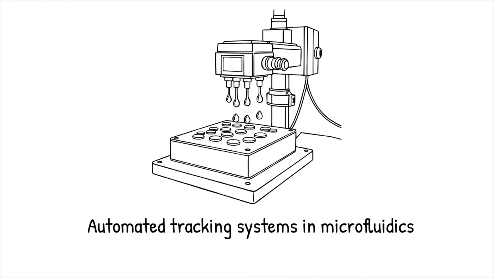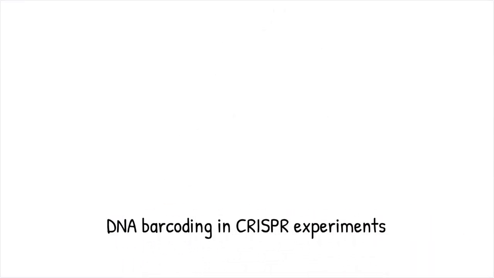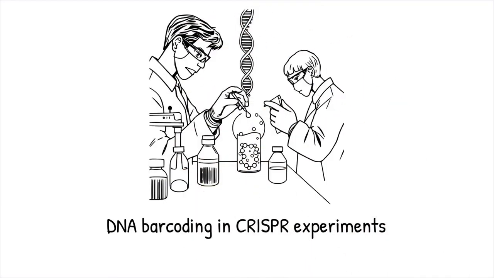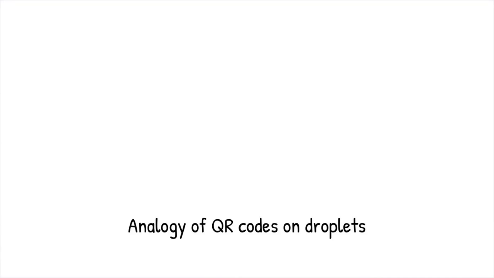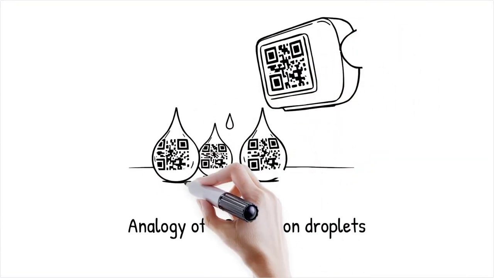This technique is essential in genomics, protein engineering, and high-throughput screening, where thousands of reactions occur simultaneously. Scientists use DNA barcoding in droplets to track genetic mutations in CRISPR experiments. It's like placing a unique QR code on every tiny water droplet to scan its identity later.